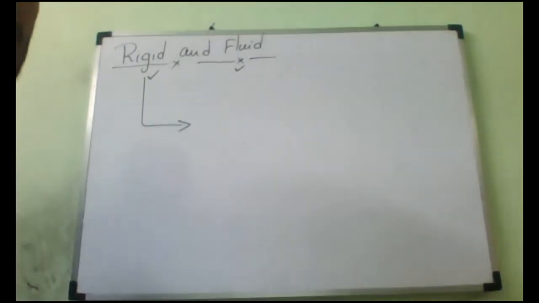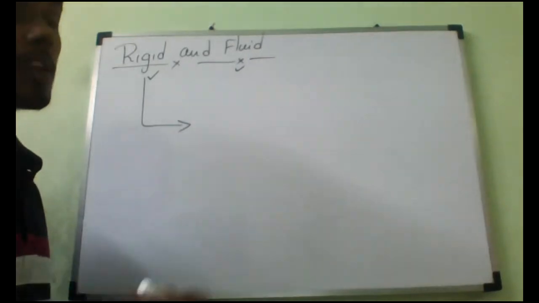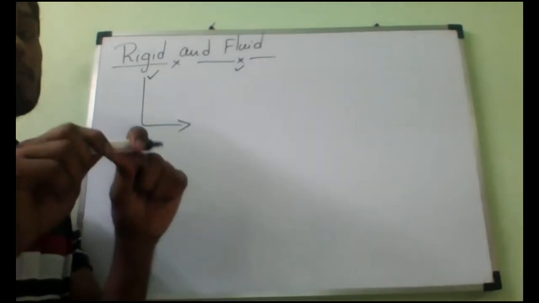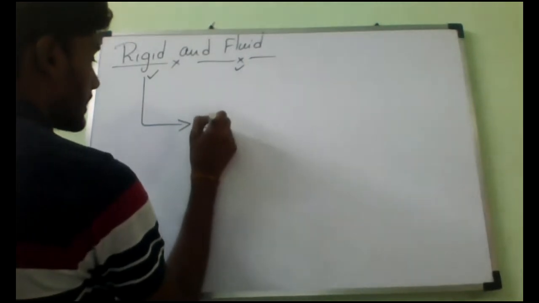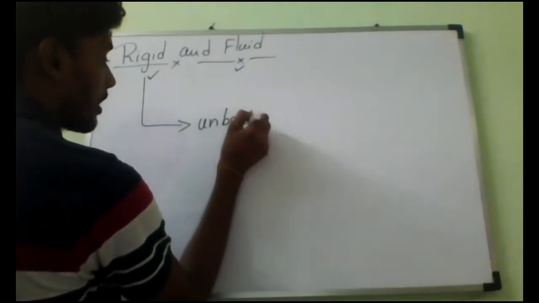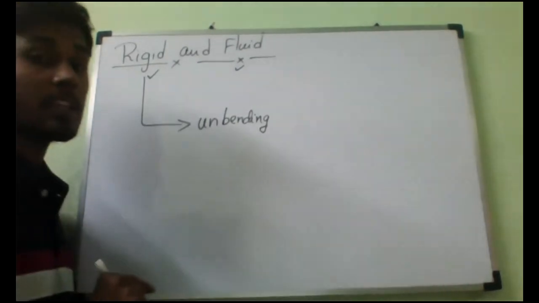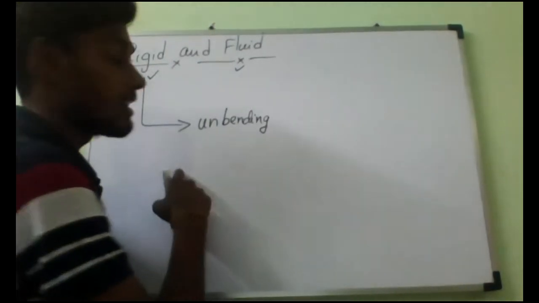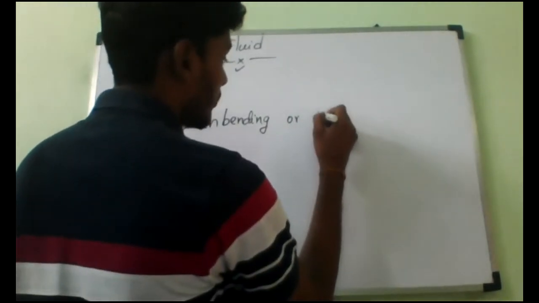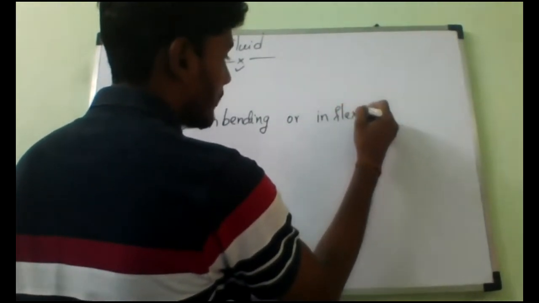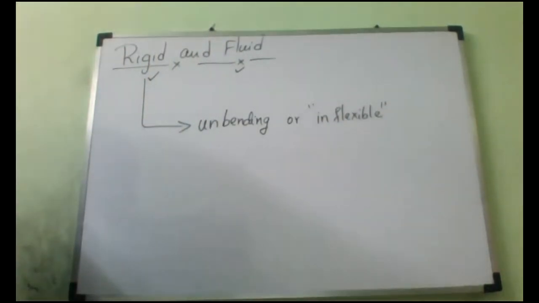So that is the meaning of rigid bodies. What is the meaning of rigid? Understand, the bodies which are very strong and not bending, the bodies which are unbending, are called rigid. That is the meaning of rigid. Rigid means unbending, or we can call it inflexible. Inflexible means not flexible in nature, and such bodies are called rigid bodies.